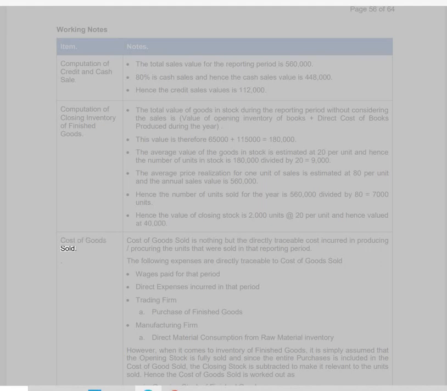Cost of goods sold. Cost of goods sold is nothing but the directly traceable cost incurred in producing or procuring the units that were sold in that reporting period. The following expenses are directly traceable to cost of goods sold. Wages paid for that period. Direct expenses incurred in that period. Trading firm: purchase of finished goods. Manufacturing firm: direct material consumption from raw material inventory.